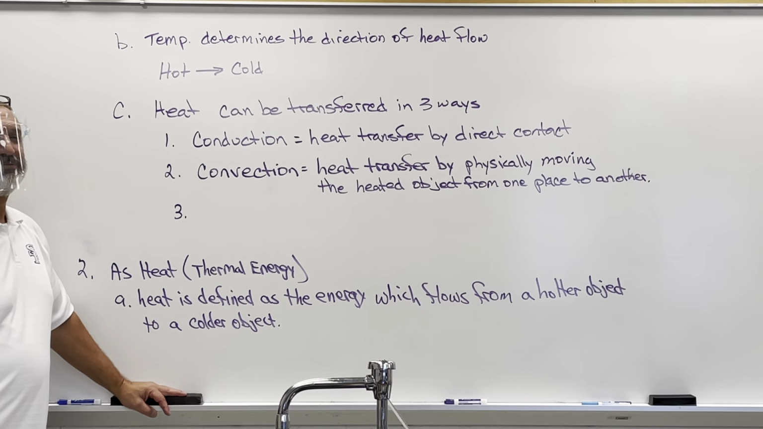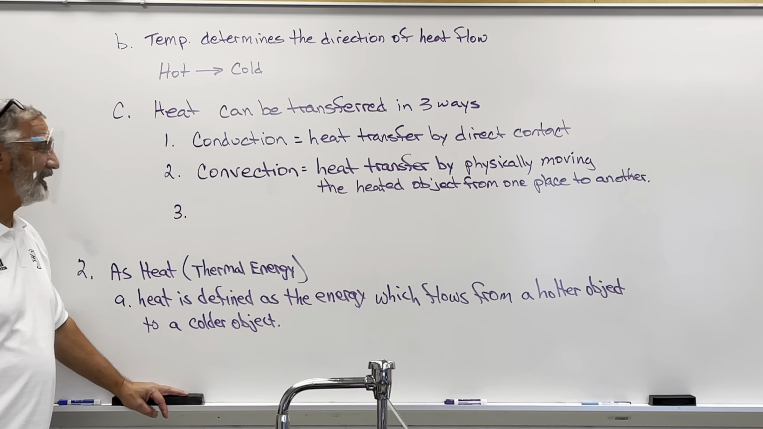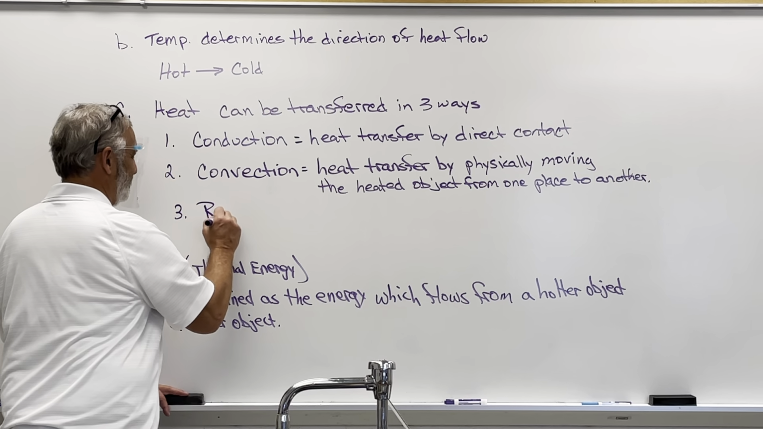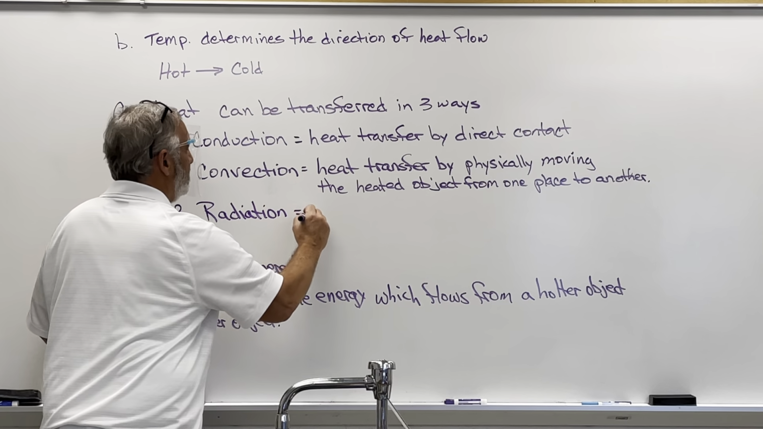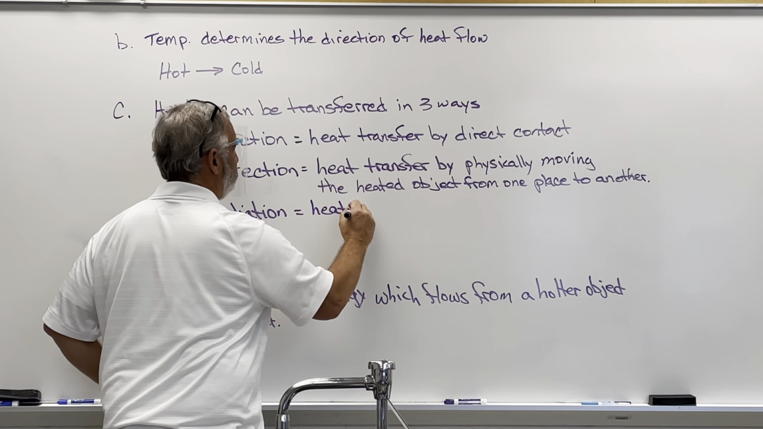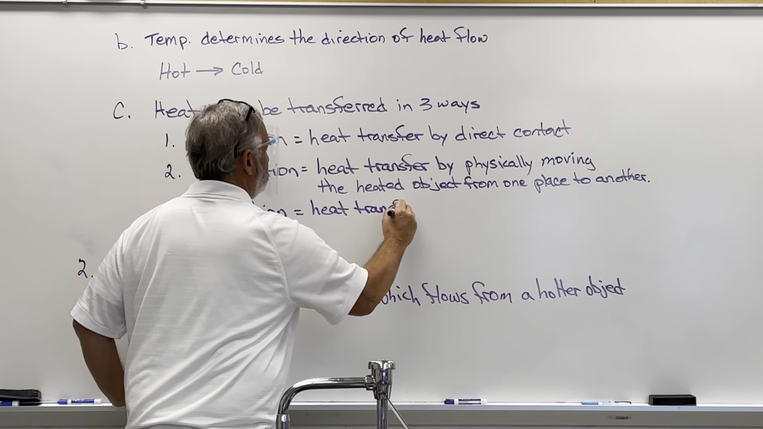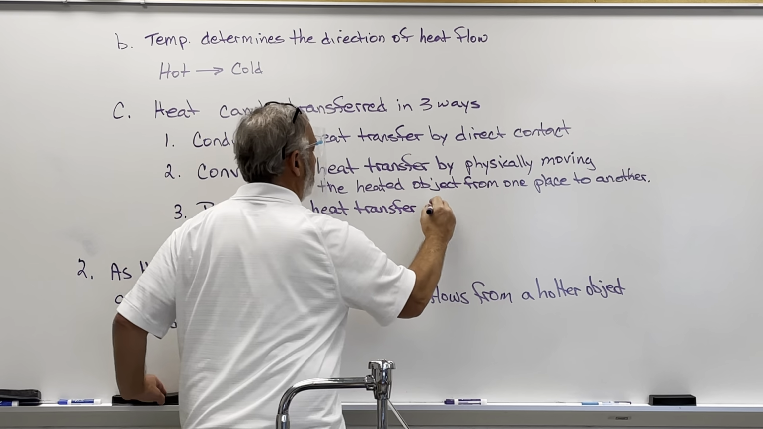All right, so what's the third way? How does the heat get to us from the sun? Photons traveling in waves, which is a form of electromagnetic radiation. Heat transfer via waves.